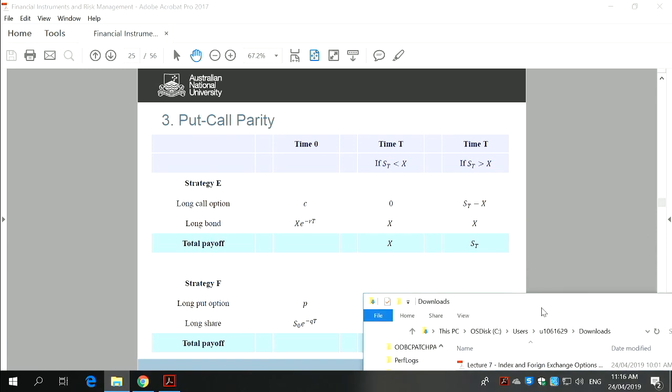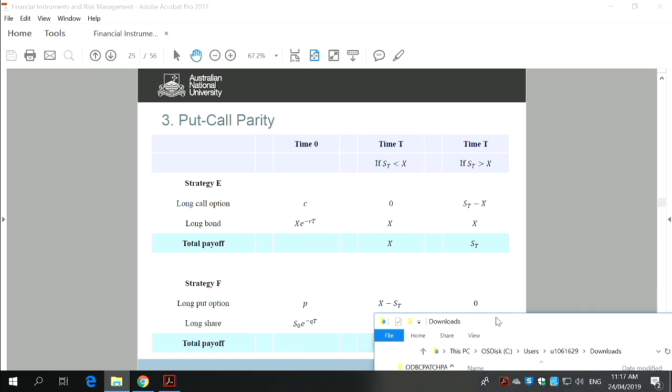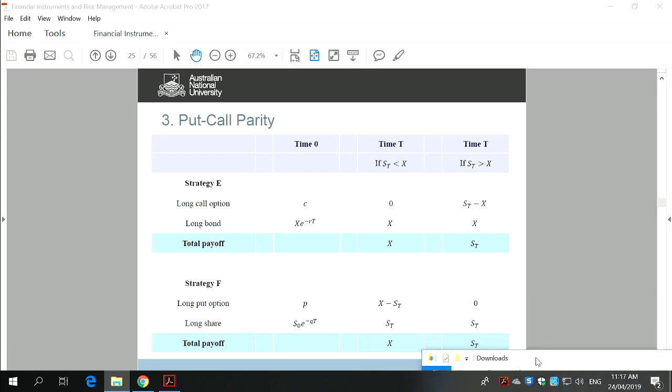All right, so let's have a look at portfolio F. We own a put. If the share price is lower than the strike, then the put provides us a payoff of X minus ST, and the share would simply grow to ST. If the share price finishes higher than the strike price, then the put option is out of the money, so it lapses with a value of nothing, and the share price will grow to ST. So you realize in either situation, portfolio E provides an identical payoff as portfolio F, right?